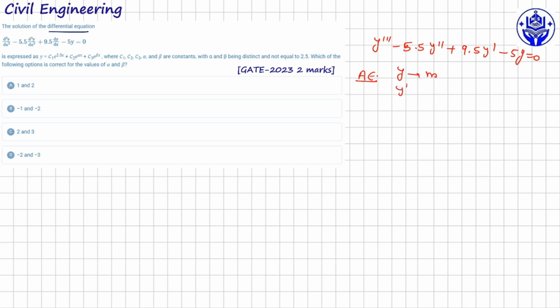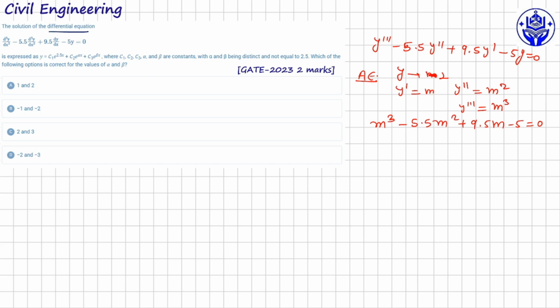Okay, y dash with m. Y with 1, y dash with m, y double dash with m square and y triple dash with m cube. So it will be m cube minus 5.5 m square plus 9.5 m minus 5 is equal to 0. Now it is a third order equation here.